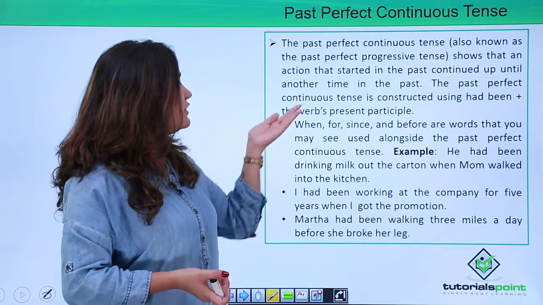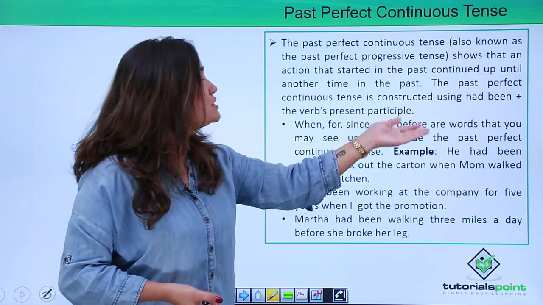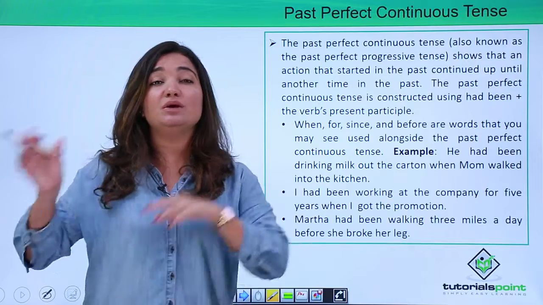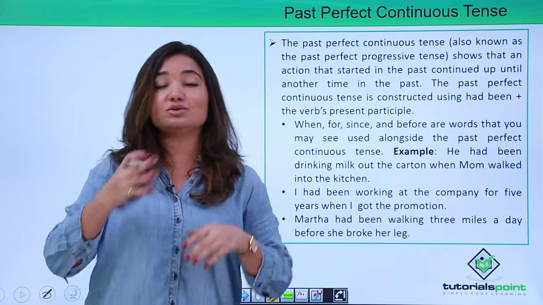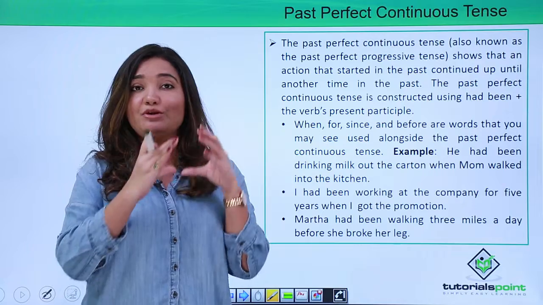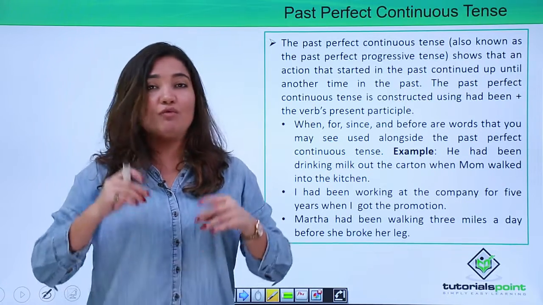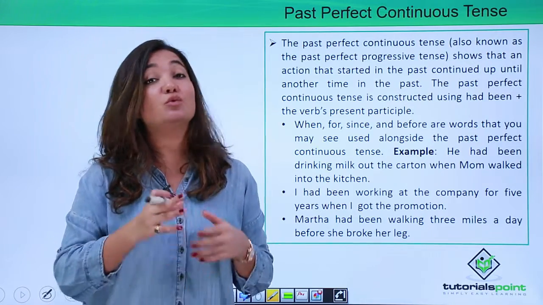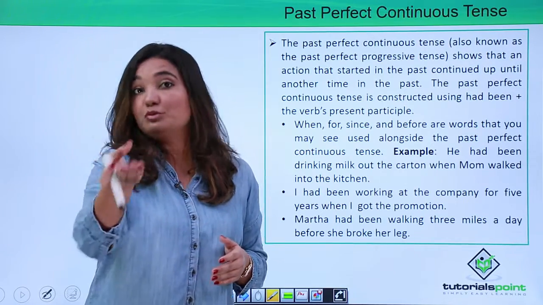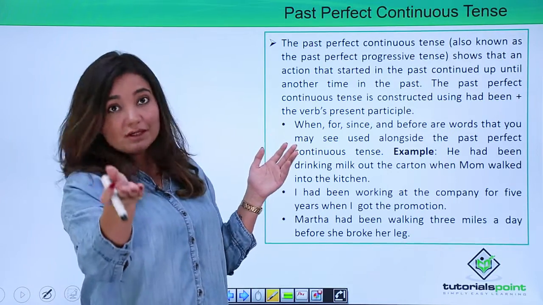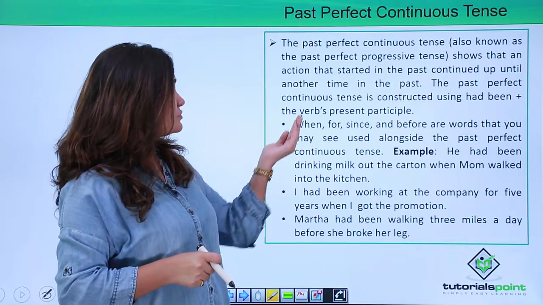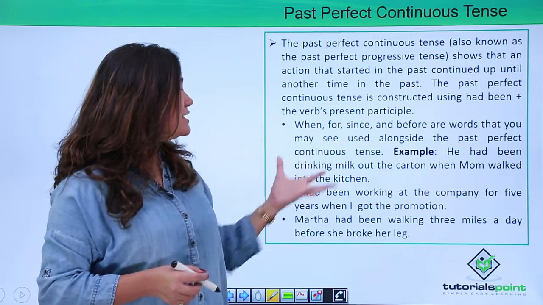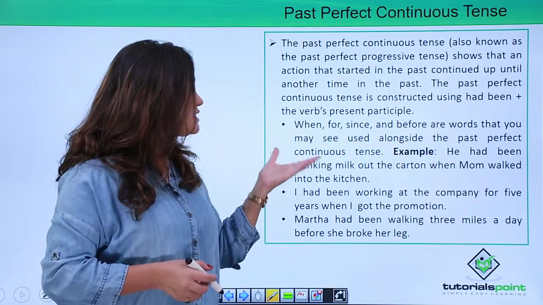So the past perfect continuous tense is constructed using had been plus the verb's present participle. So had been doing, had been eating, had been drinking. This element of had been is what lets you very quickly decide what form of past tense it is. So there are different conditions when you can use it. When, for, since and before are the words that you may see used alongside the past perfect continuous tense.